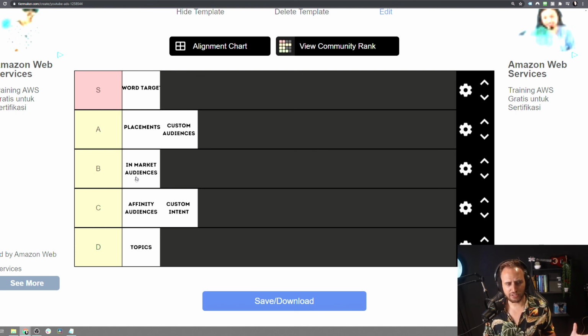And then anything below that, it's going to be a no-go as far as affinity audiences, custom intent, topics, or just demographic targeting, worldwide targeting, something where you just kind of don't give Google any type of targeting options and just go blank. Then you're talking about worldwide, no targeting options, and they're just showing your ad wherever it sees fit. So that's not something we do here with YouTube ads.